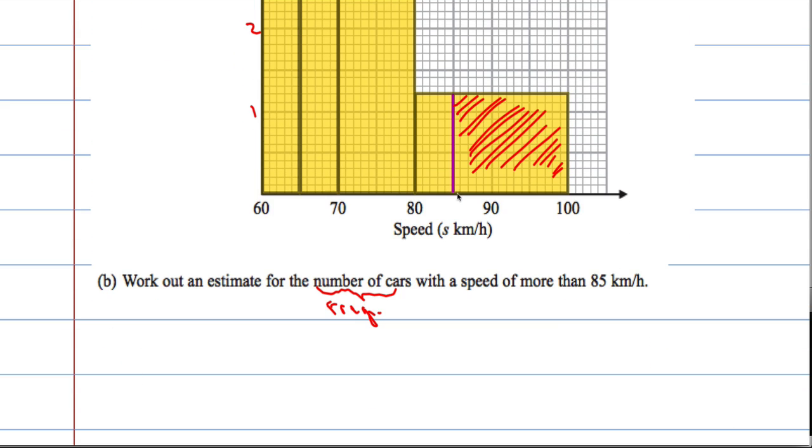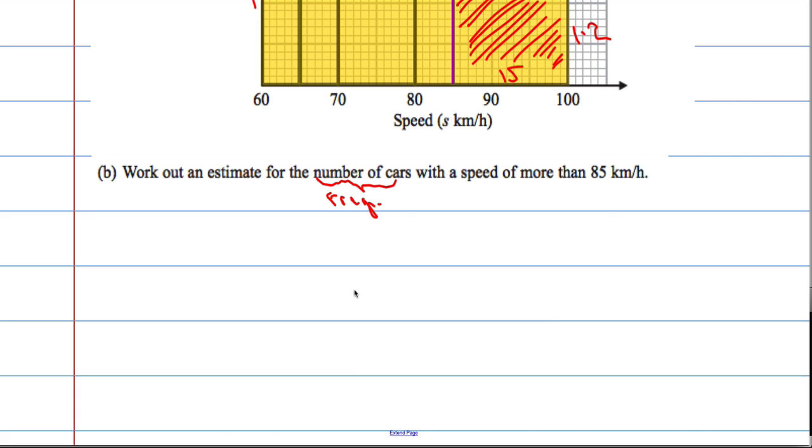So what we're going to need to do is the area of this rectangle here. Now it's got a width of 15 and it's got a height of 1.2, so we need to do 15 times 1.2. Well, 15 times 1 is 15, and 0.2 times 15 is 3, so I'm going to add on 3, so the answer is going to be 18.